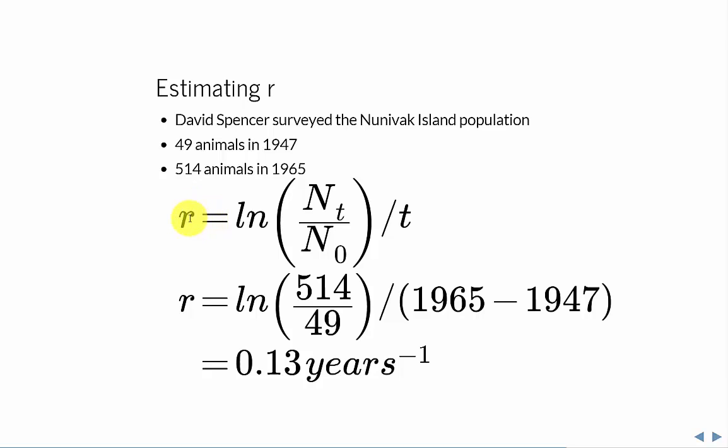Using our equation, little r is equal to the logarithm of n_t over n naught divided by t. We can calculate simply by plugging in these numbers, 514 divided by 49, divided by the number of years, in this case 18. And we come up with an estimate for little r of 0.13, and the units are years to the power minus 1.